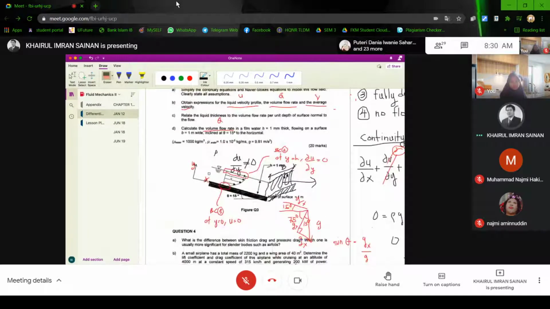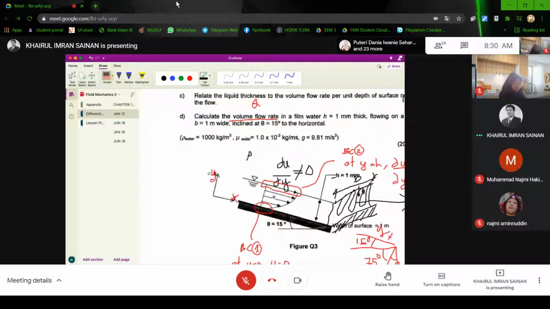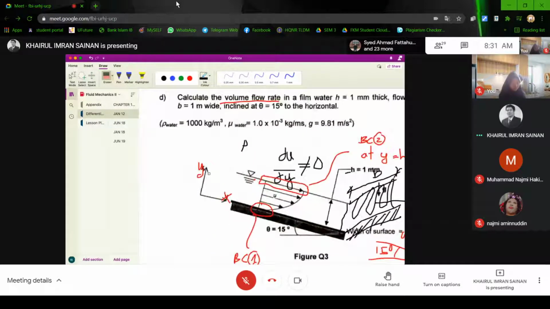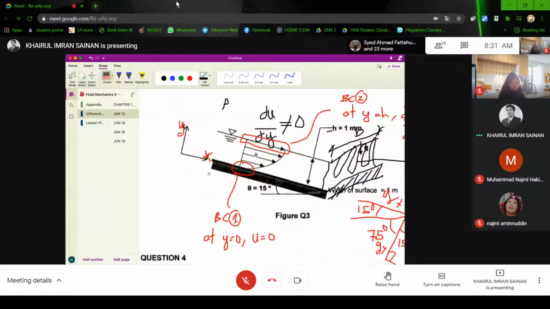Take a look at this one. Boundary conditions. First things first, you need to realize that the velocity profile is not a triangle. We have a curve there, and this curve is due to the gravitational effect.